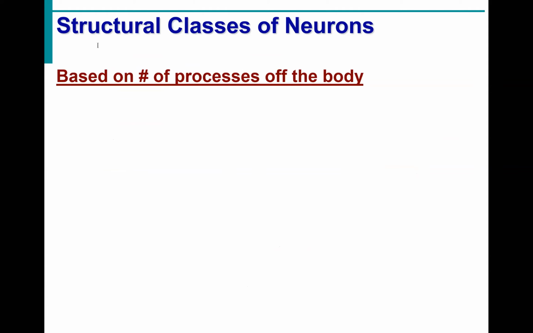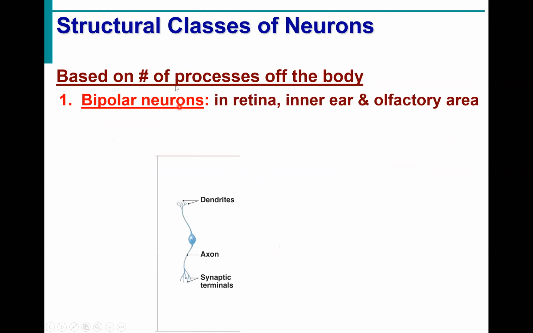So as we talked about, our structural classification is based on the number of processes. Here, we see an example of a bipolar neuron. This bipolar neuron has a centrally located cell body, a single dendrite that feeds information into it, and a single axon which carries information out.